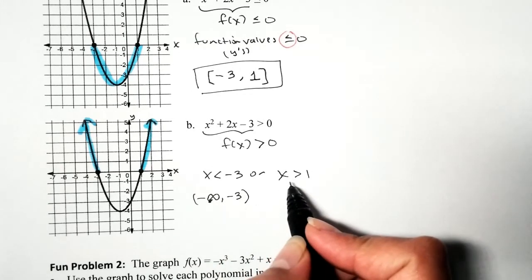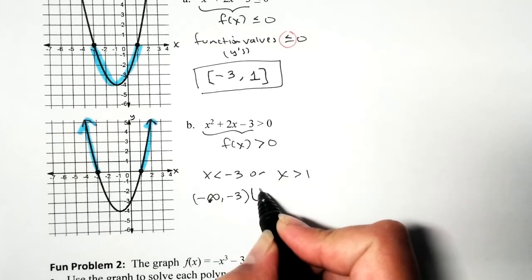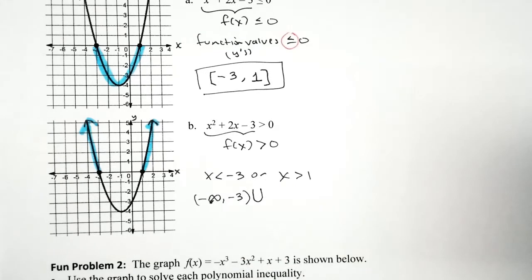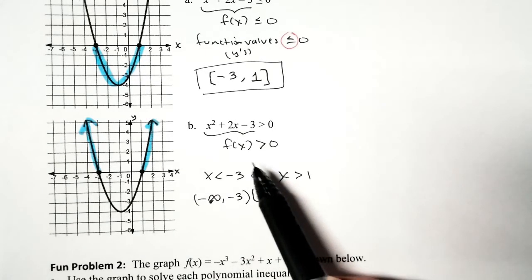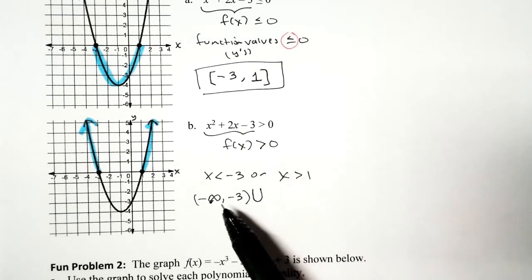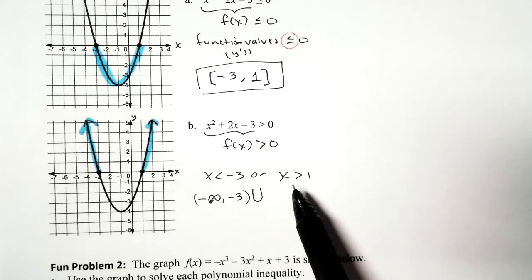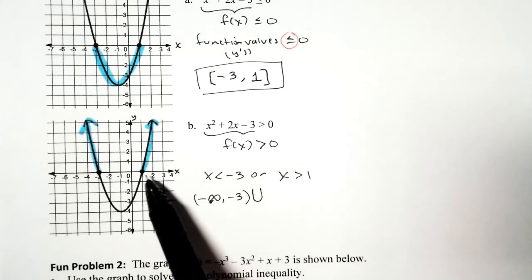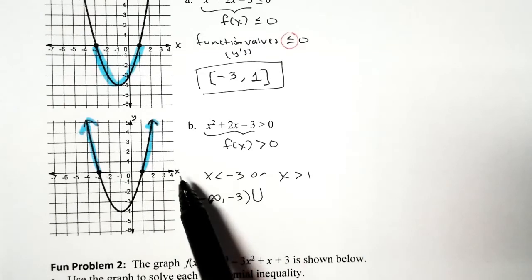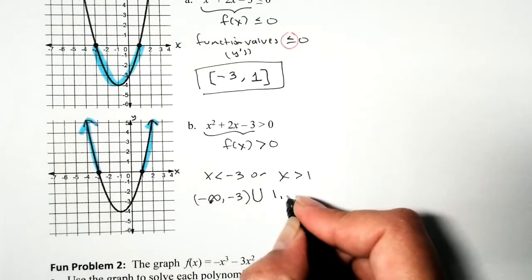We have another inequality, so we're going to have another interval, and we'll connect them with the union symbol. So the function is greater than 0 for numbers that are in this interval or in that interval. Values that are greater than 1, in interval notation, we start at 1 and go towards infinity. So it's the interval from 1 to infinity.